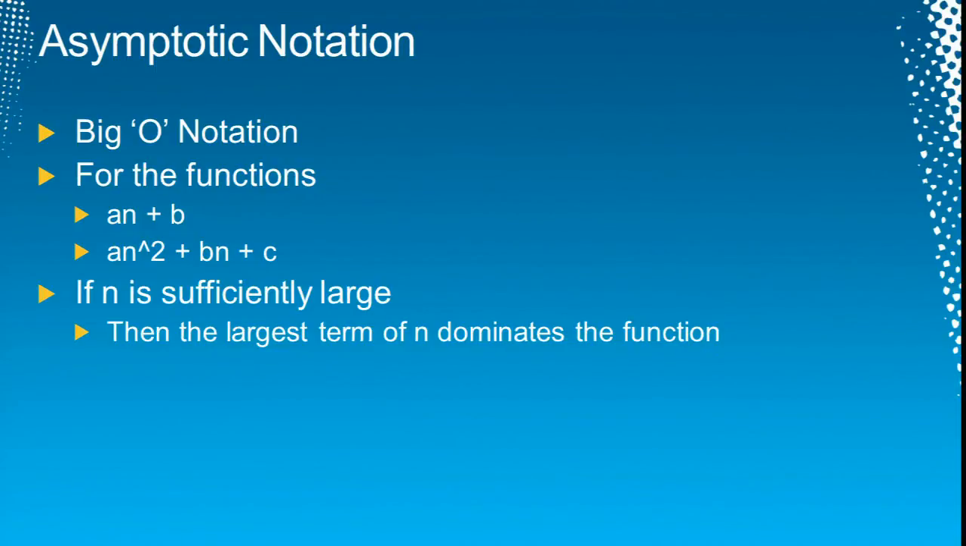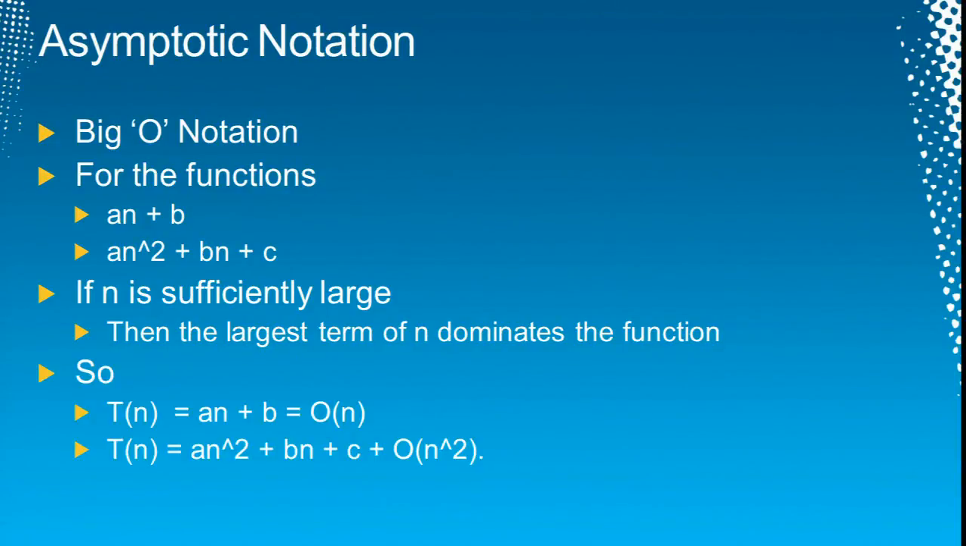If n is sufficiently large, and that used to be the get-out clause for algorithms, the largest term of n dominates the function. So if n is a billion, and a is 2 and b is 3 as before, you've got a billion and 2 and 4. Who cares? The term of n completely dominates that function. And so we can make the argument, we're going to ignore everything else.